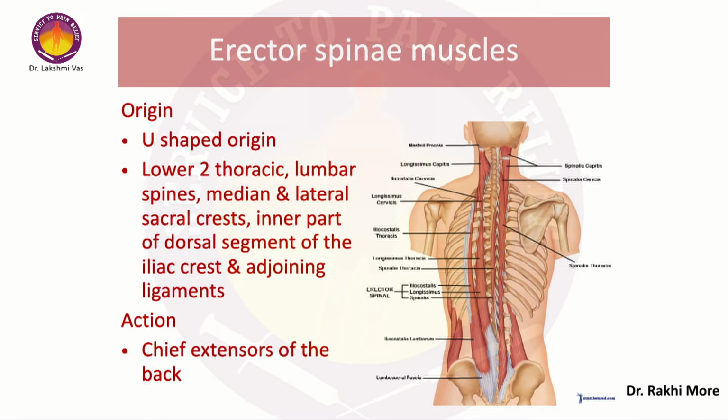The origin of the erector spinae is U-shaped. It takes origin from the lower two thoracic and lumbar spines, median and lateral sacral crest, and the inner part of the dorsal segment of the iliac crest and adjoining ligaments. Action: it is the chief extensor of the back.